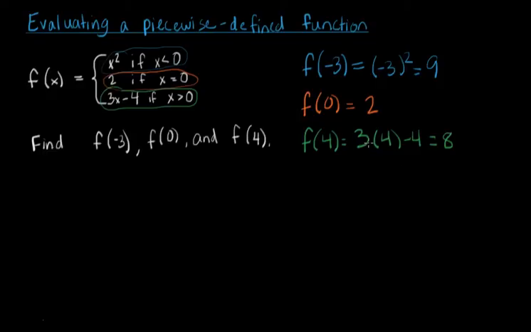And that's how we evaluate a piecewise defined function. Remember, first decide where in your piecewise defined function your input falls. Then evaluate according to that rule. You should never have more than one output for a single input. So you just need to figure out which rule is the part that you need to use for each particular input.